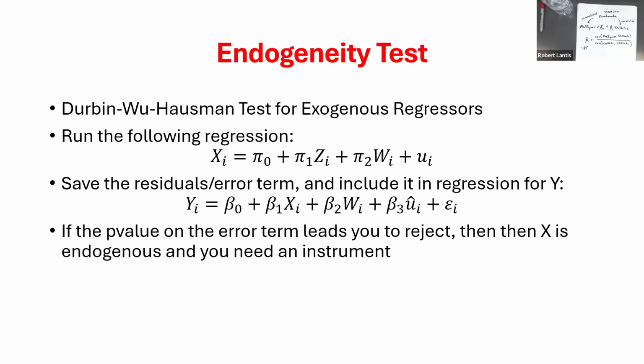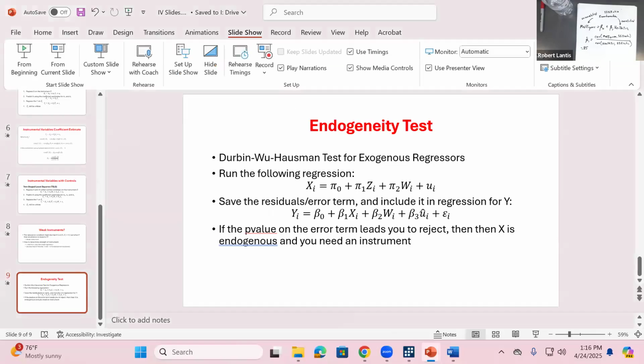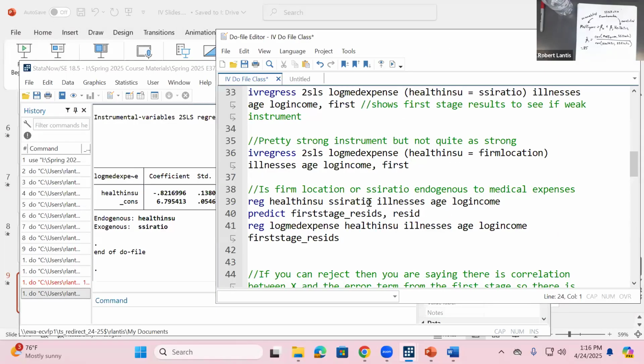If we run this second stage regression, it's not technically the second stage, but we run our regressions with the predicted errors from our first stage. If we can reject that this coefficient is different from 0, then that's an indicator we should be including whatever that instrument Z is. So in our example, once again I'll go back to using this social security income ratio. You could do the same thing for firm location if you wanted to.